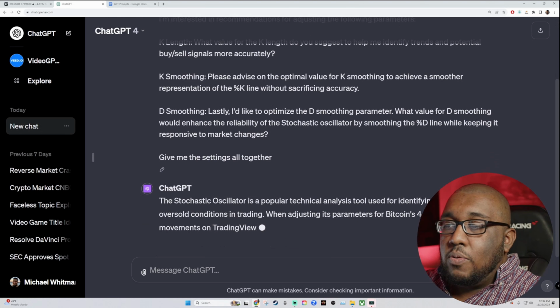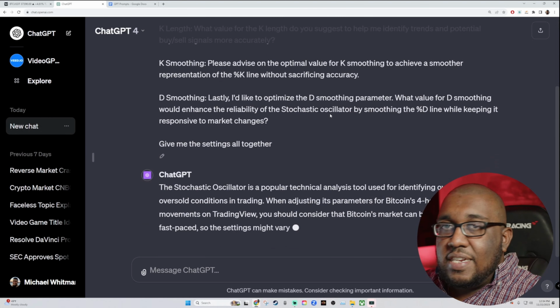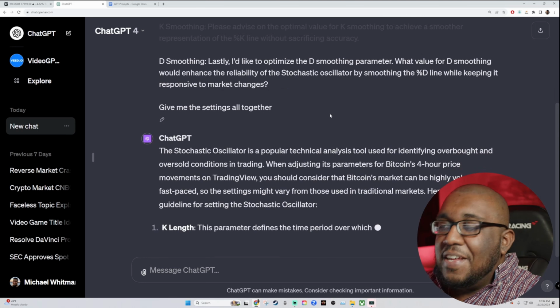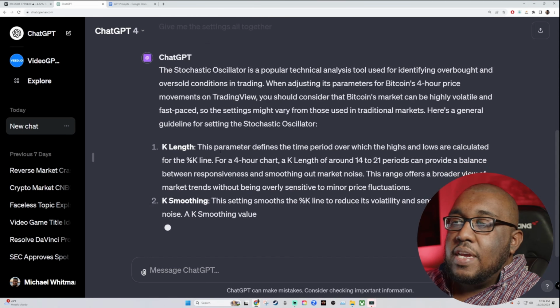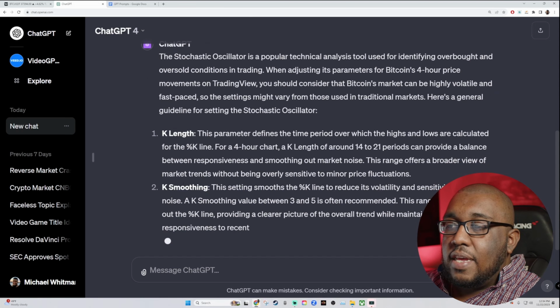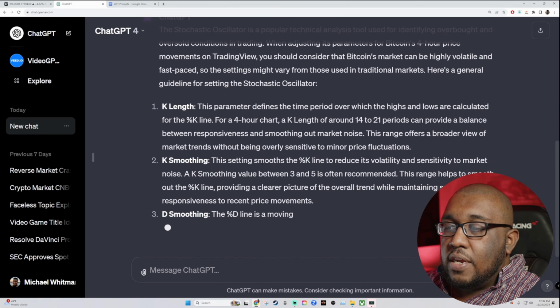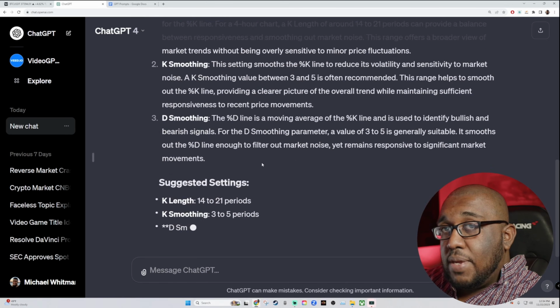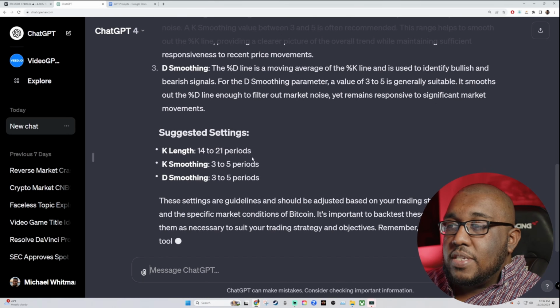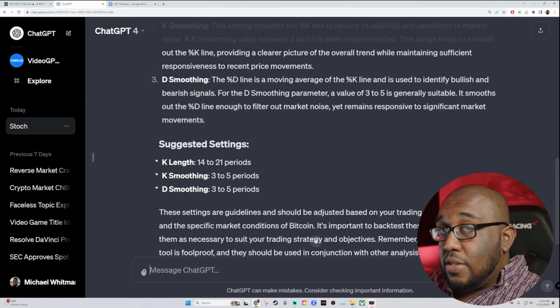Doesn't take too long, but I don't want to skip ahead and make you think that I did something when I did nothing except for just wait and be patient. So it's going to give you a short paragraph telling you what to do. It's going to give you a few examples here of a K length, a K smoothing, and the D smoothing here. And then at the very end, with that last response, it's actually going to give us all the information we need at the very bottom here. So most of the time, this is all you're going to be looking for.